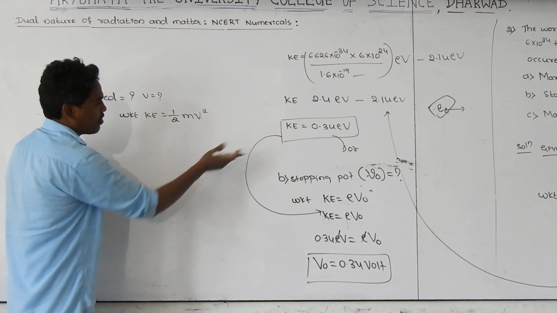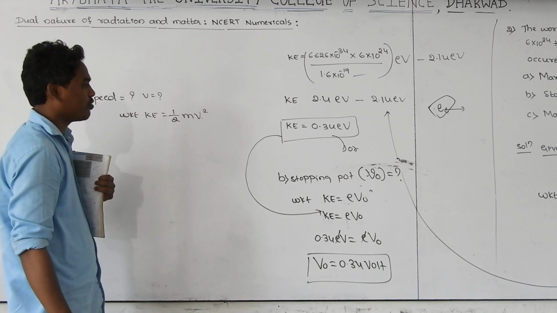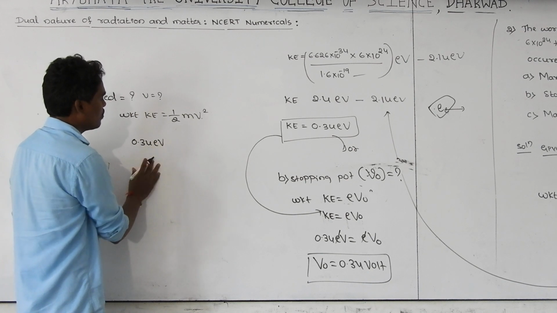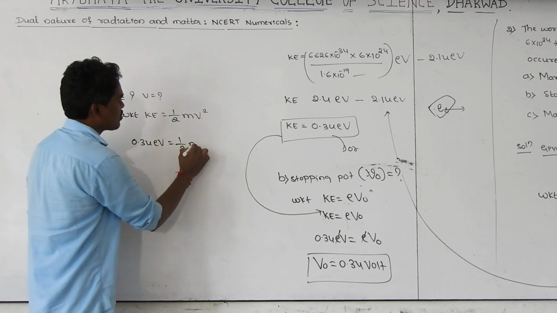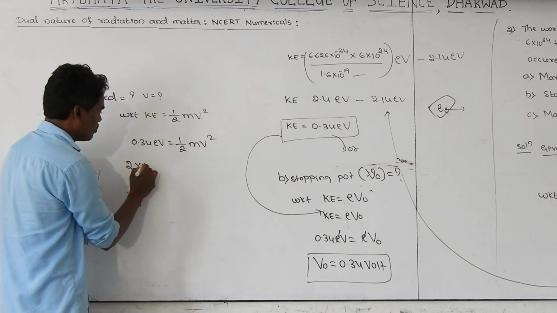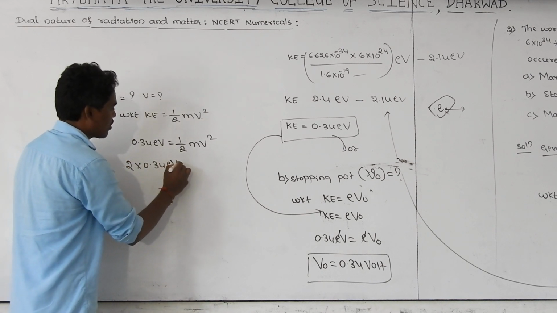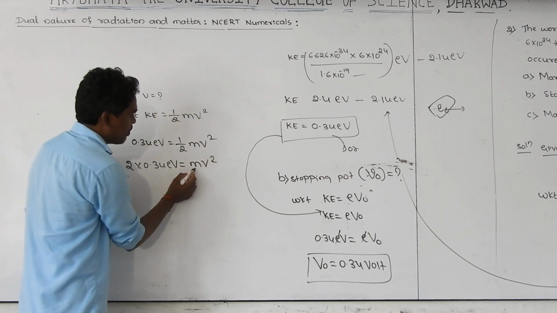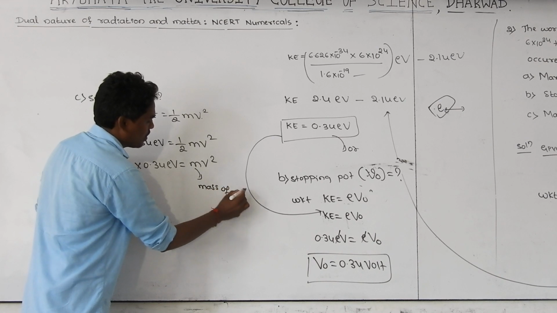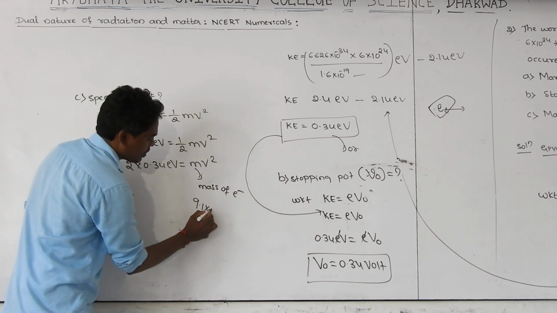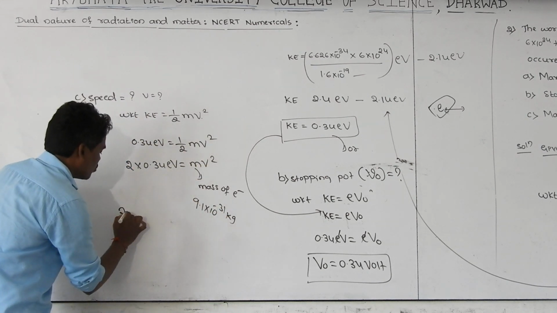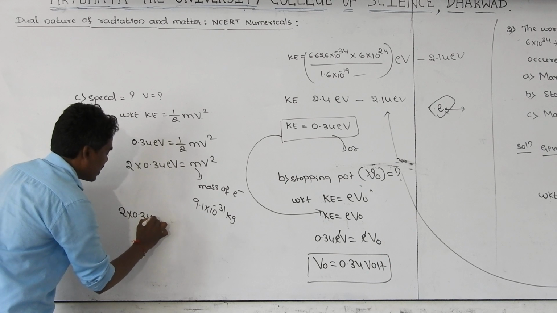Kinetic energy you already found out, that is 0.34 electron volt, right? 0.34 electron volt is equal to 1 by 2 mv square. Multiplying both sides by 2, 2 into 0.34 electron volt is equal to mv square. M means mass of the electron, which has the value 9.1 into 10 to the power minus 31 kg. Substituted here, 2 into 0.34 electron volt.